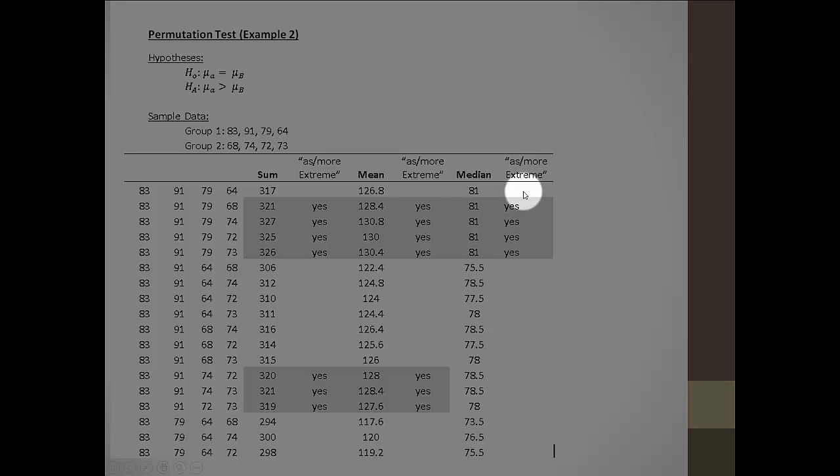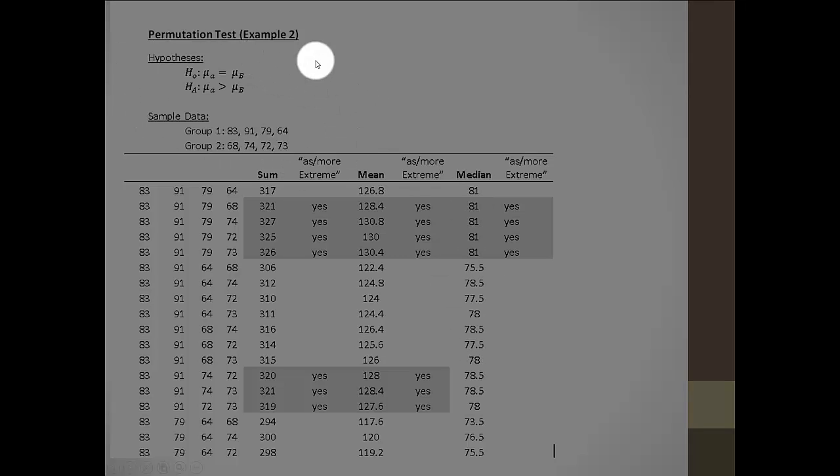Of course, I should have yes, because 81 is as or more extreme than 81. And then other possibilities as we go down have different medians. Of course, you can see some that have 81. They're as or more extreme than the median of 81 that we had, and so on.